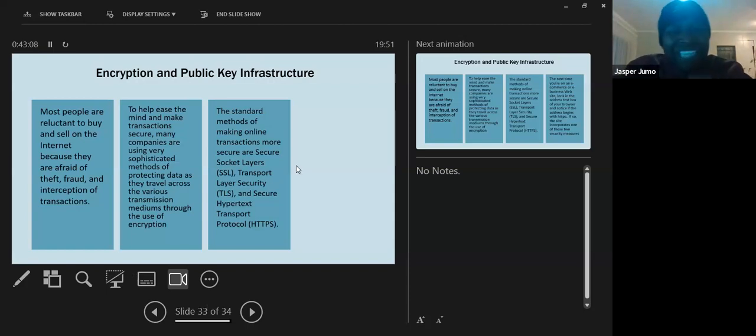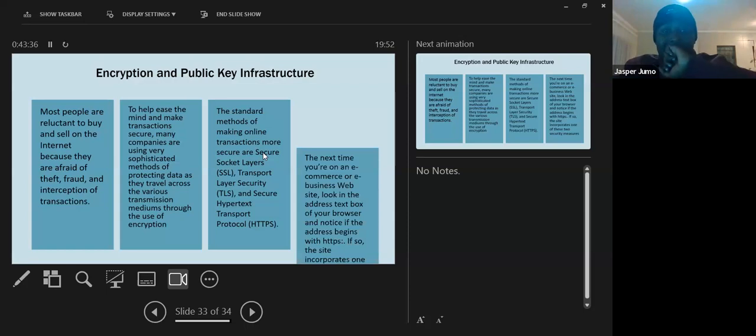So what is happening now? There are standards that are used now, especially online, for making this encryption. They call them SSL, secure socket layers, or maybe TLS, which is transport layer security, or what is well known as HTTPS, which is hypertext transport protocol secure.